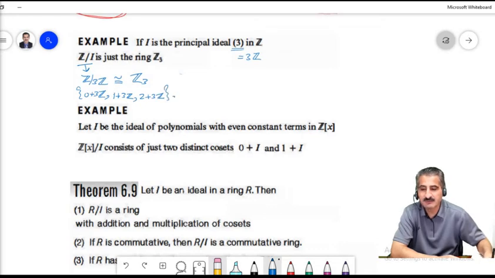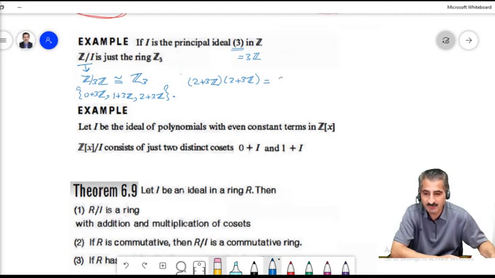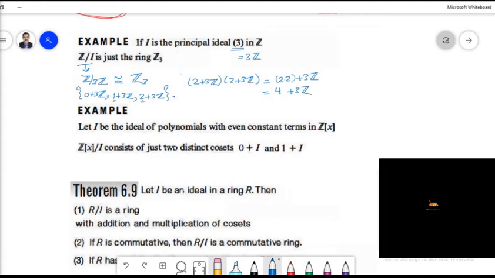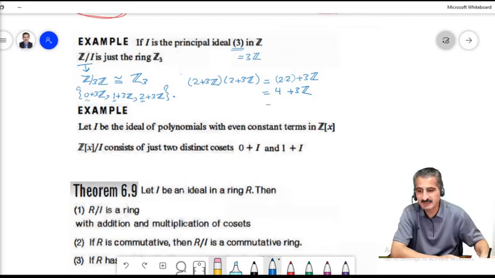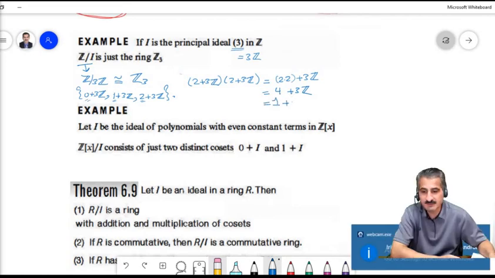Okay, now what if we want to multiply 2 plus 3Z by 2 plus 3Z? We learned how to do addition. What if we want to multiply them? What do we get? We get 2 times 2, which is 4, and then take it and make the coset of it. So we have this, but we don't see 4 as a representative in here, so we know this is the same as 1 plus 3Z.